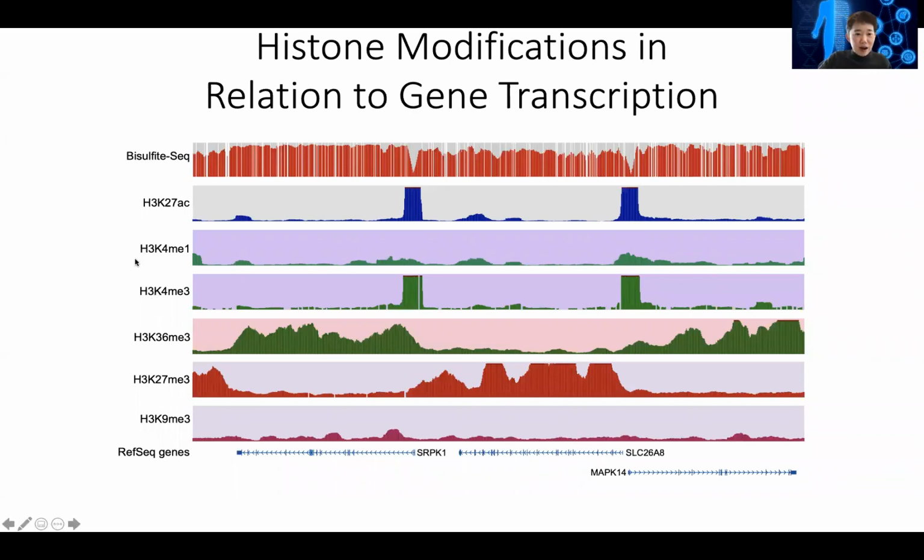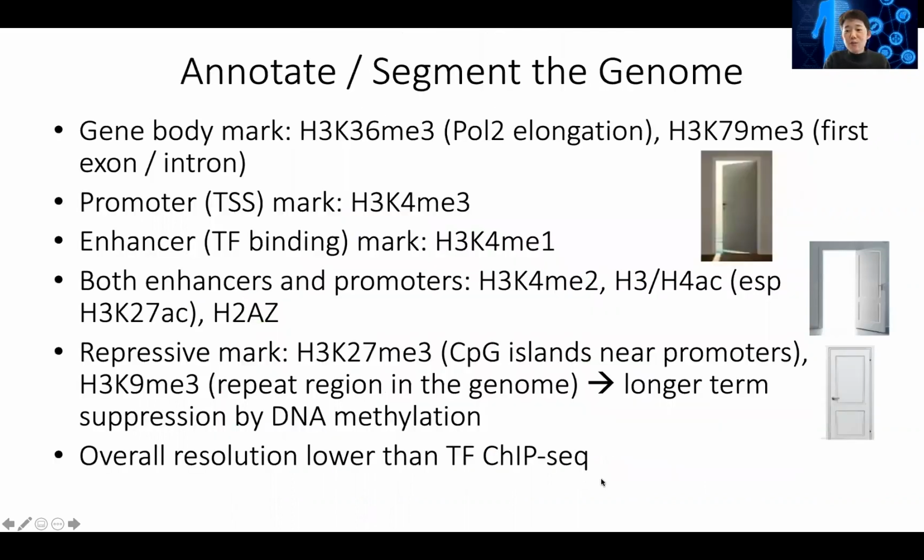Whereas there are other marks, K4 mono and trimethylation, that you can see also have signals across the genome, and are more focal on some of these active regions. So you can see here, different histone modifications have different genome-wide distributions. And here is the gene annotation. And over the years, what people have learned are the following. These are some basic knowledge.